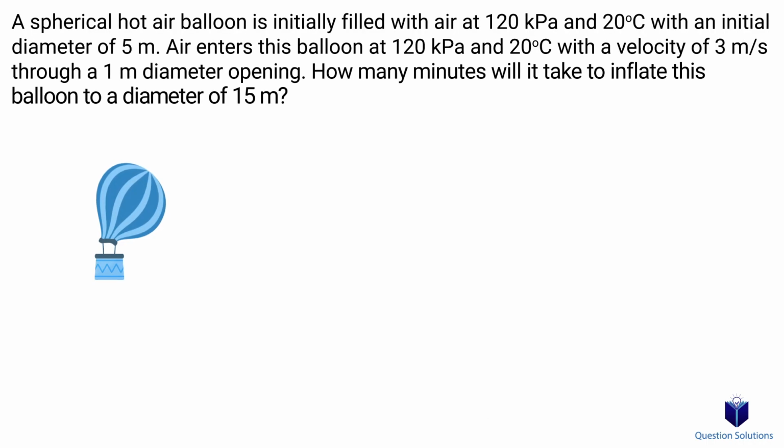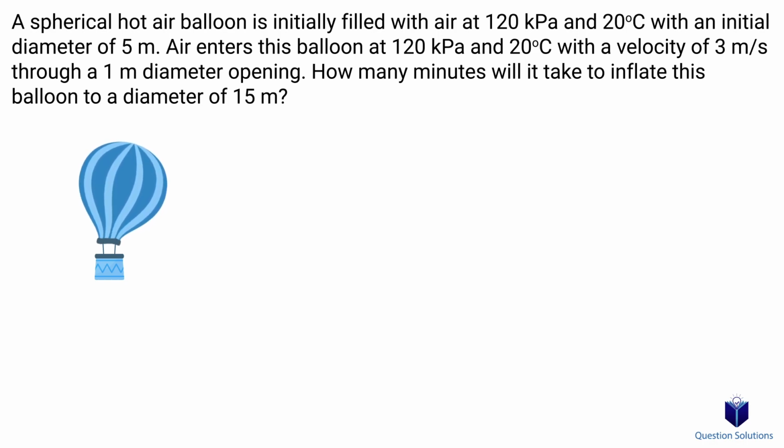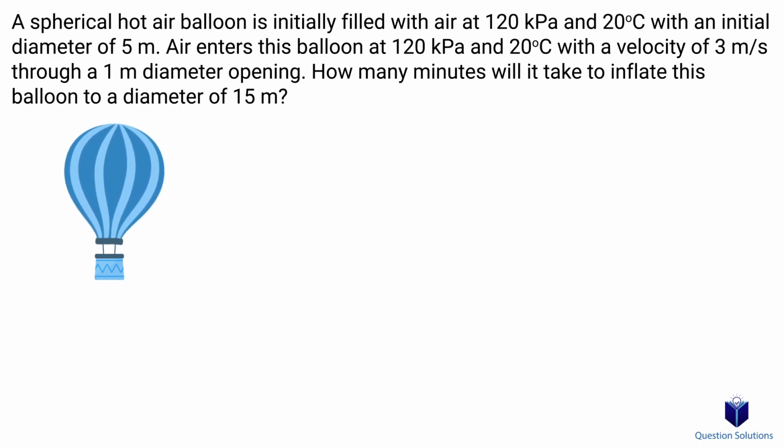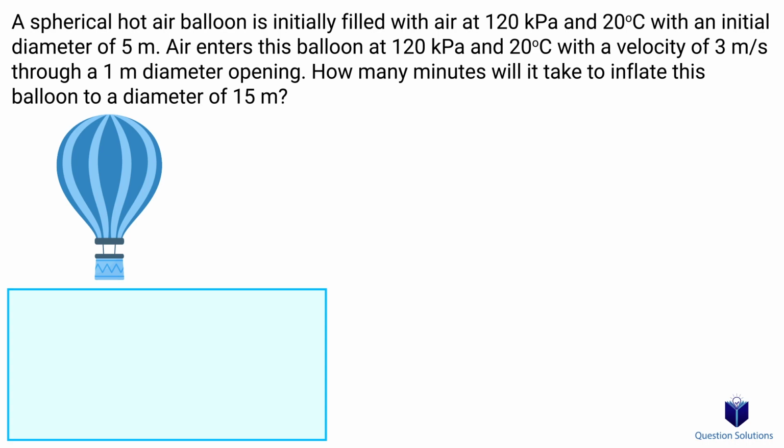In this question, we have a hot air balloon. We're told that air enters with a velocity of 3 meters per second, and we need to figure out how long it will take for the balloon to inflate to a diameter of 15 meters. Let's write down what we know. Initially, the balloon is filled with air that is at 120 kilopascals, with a temperature of 20 degrees Celsius. The initial diameter of the balloon is 5 meters.